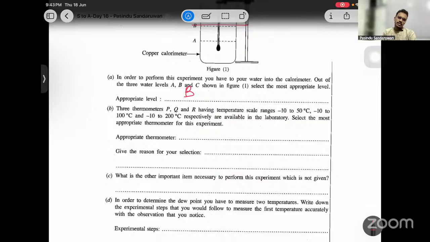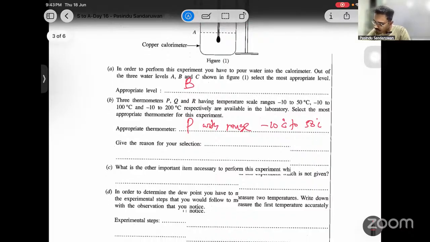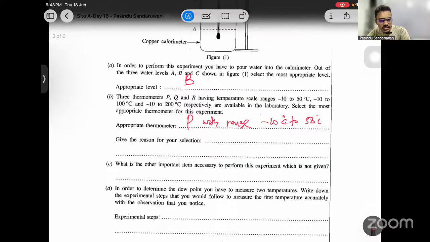Then from these 3 thermometers, the best one to go with is -10 to 50. That is -10 to 50 means P. P with range -10 to 50. Give the reason for your selection. The reason is asked. Give the reason for your selection.